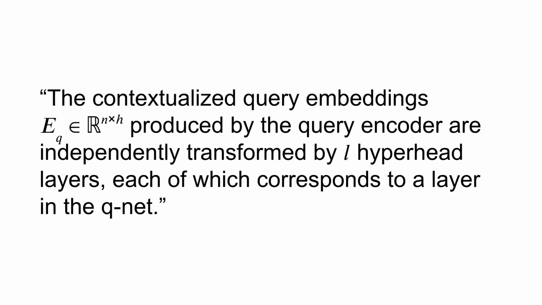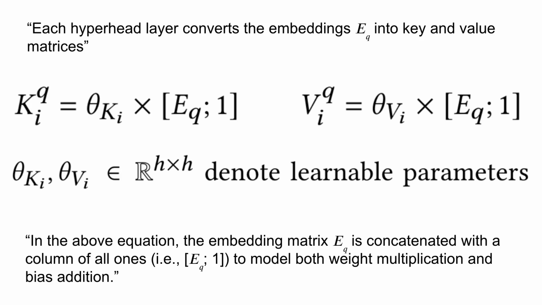All right, cool. So we have these hyperhead layers, and they produce the weights and biases that are used to construct the QNet. So let's walk through how exactly we go from query token embeddings to weights and biases. We're going to focus on the weight matrix because that's what they show in the paper, and they say that the bias vector is constructed similarly. The contextualized query embeddings, EQ, produced by the query encoder are independently transformed by L hyperhead layers, each of which corresponds to a layer in the QNet. And again, by default, they use 6 layers in the QNet.